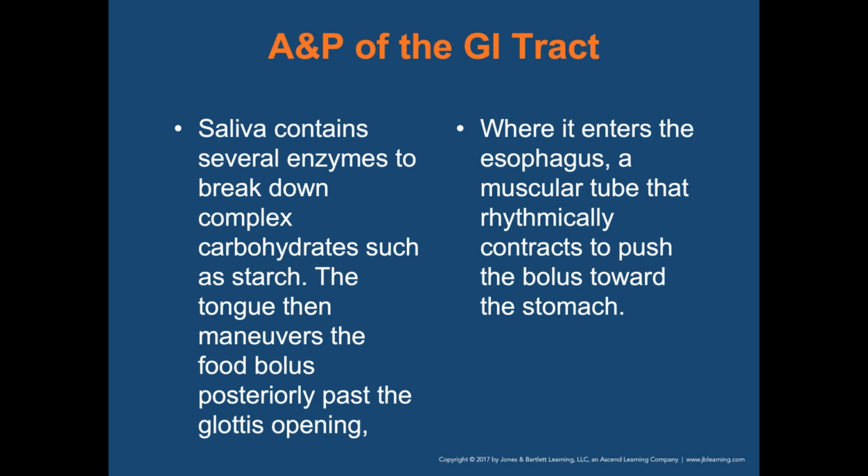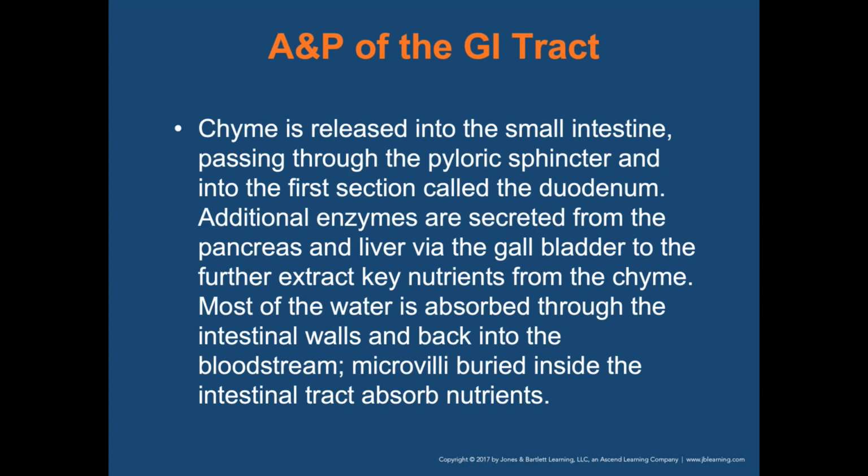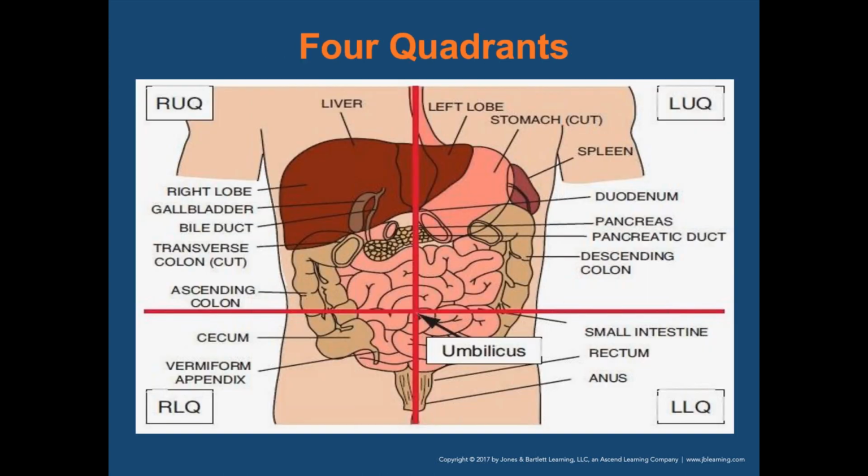The saliva contains several enzymes to break down the complex carbohydrates such as starch. The tongue then maneuvers the food bolus posteriorly past the glottic opening, where it enters the esophagus, a muscular tube that rhythmically contracts to push the bolus towards the stomach. So it starts this whole process. All these muscles, I'm using my hands. I can't really see it, but I'm going to back up and show you here. So the food comes down, starts going through this process, starts working its way around to the small and the large intestines.